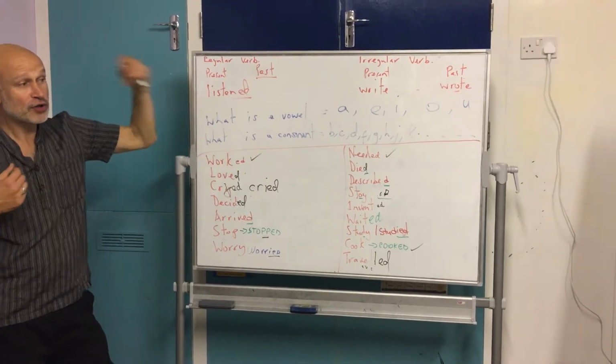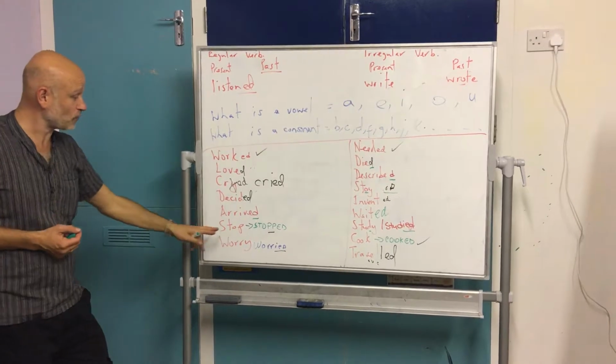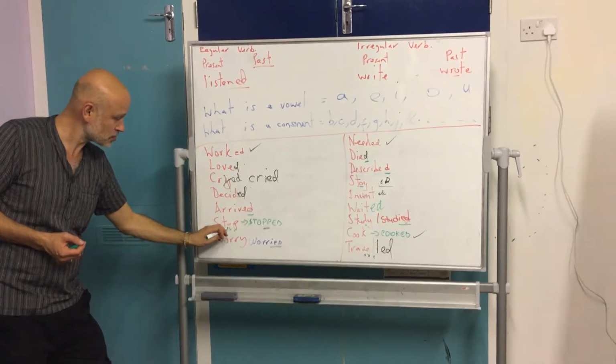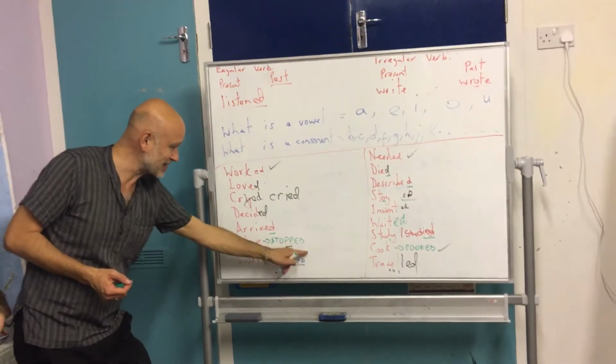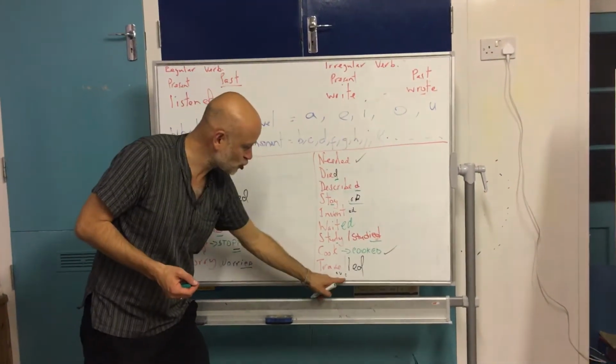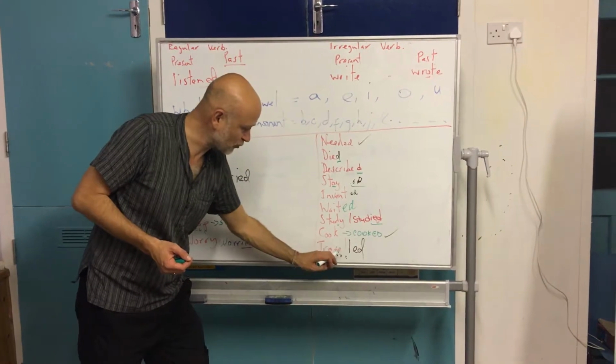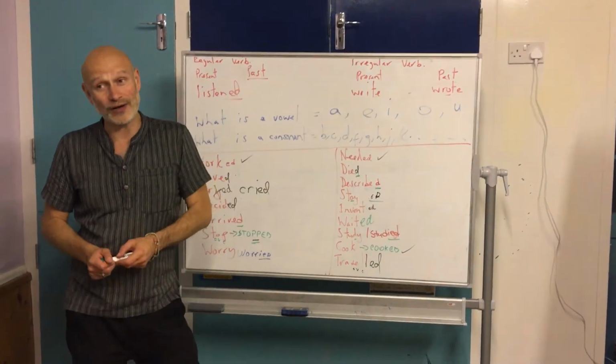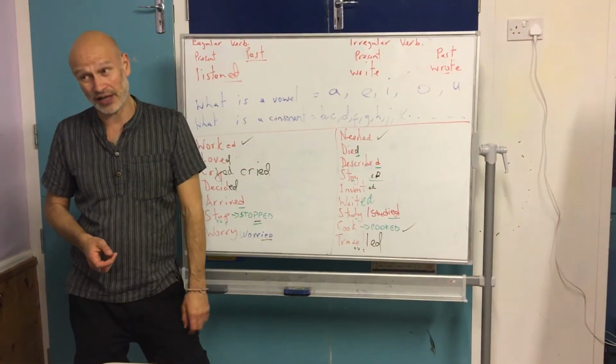Then moving on to the final rule, stop. Consonant, vowel, consonant. So we need to double and add ed. And here's another one, travel. Ends with a consonant, vowel, consonant, double the L and then add ed. Well done for today. We did a lot of work.